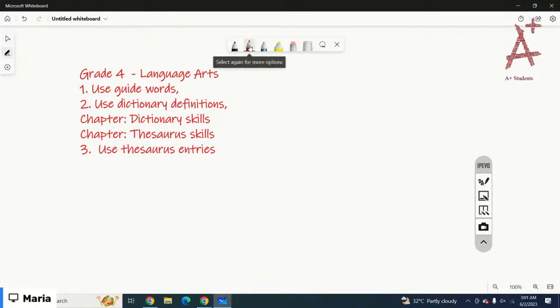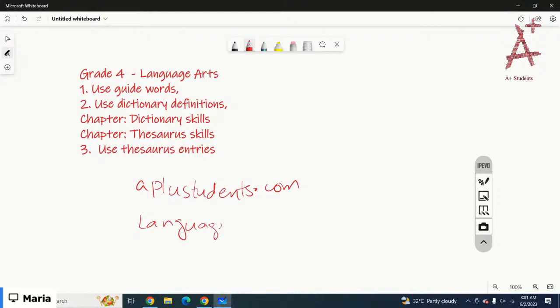We're going to start with grade 4 language arts. You can find all the lessons on aplusstudents.com. You have to log in there using your email address and the password provided by the administrator. Then you have to select language arts from the subject tab. Scroll down to grade 4 and then click on view all lessons. So there you can find a list of the chapters.